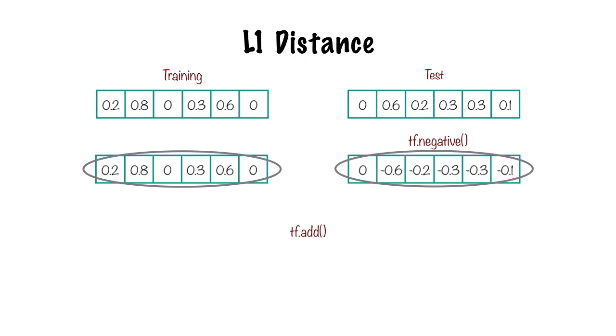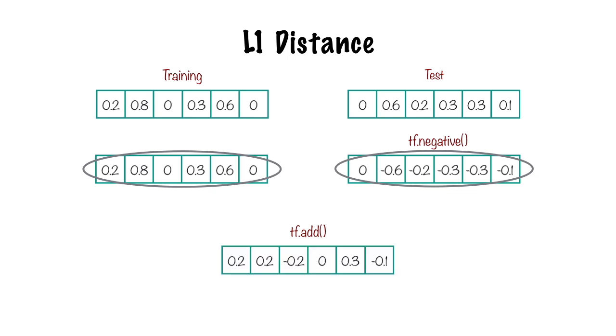We have the array representing the training digit on the left. We add it to the negative of the array representing the test digit on the right. This is the result that we get. Some of these numbers will be positive. The other elements in the resultant array will be 0 or negative.